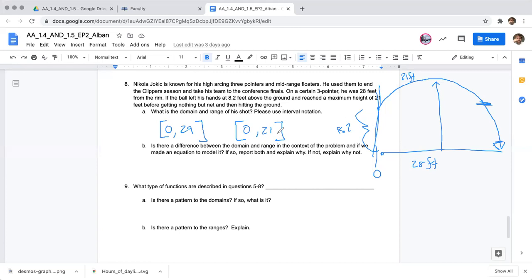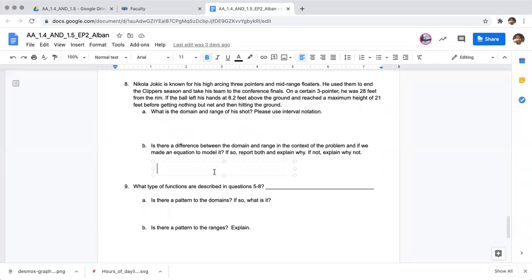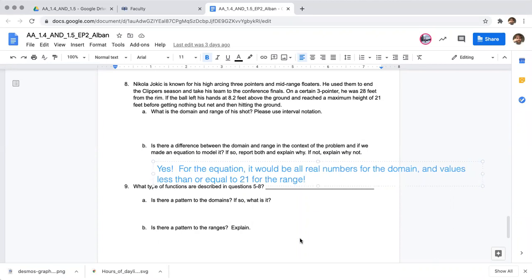Is there a difference between the domain and range in the context of the problem and if we made an equation to model it? Oh yeah, if we made an equation to model it, this would come back down here, and this would keep going here. It's just that that doesn't really make sense if it's stopping on the floor. So let's see if we can clear all these drawings, but then we might say, yes, for the equation, it would be all real numbers for the domain and values less than or equal to 21 for the range. So in the practical world, we stop because it hits the ground, but in the real world, we'd have bigger domains and ranges.